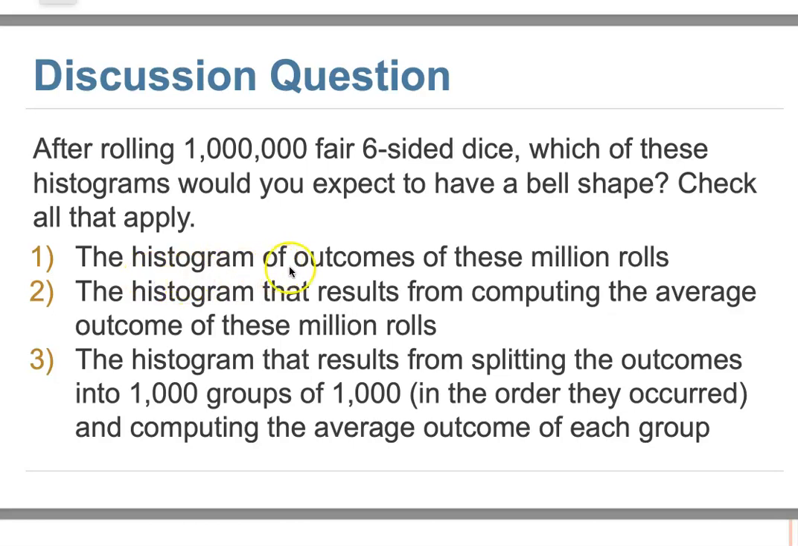The first one is the histogram of the outcome for this 1 million rows. The second one, the histogram that results from computing the average outcome of this million rows. The last one, the histogram that results from splitting the outcome into 1,000 groups. So that means here we have 1 million, we break that into 1,000 groups, and each group has 1,000 outcomes. And also we compute the average outcome for each group. So pause the video if you need to before we go to see the answer.